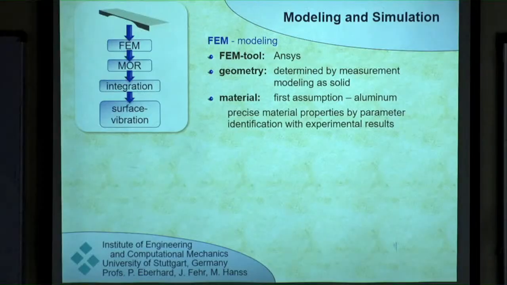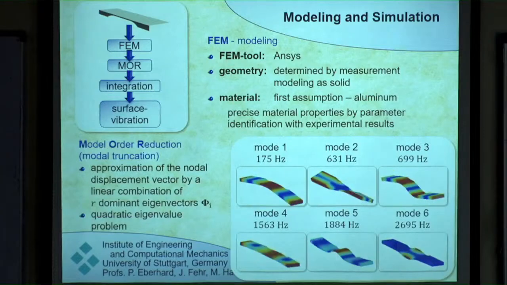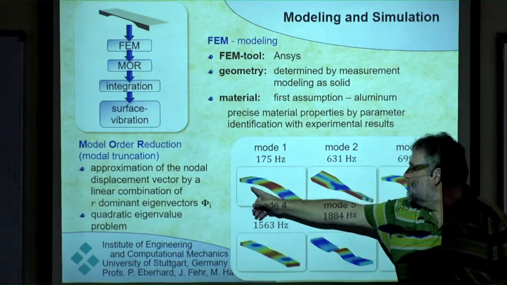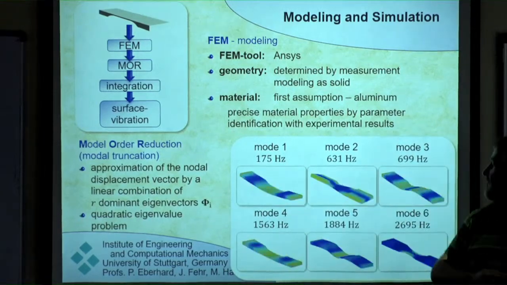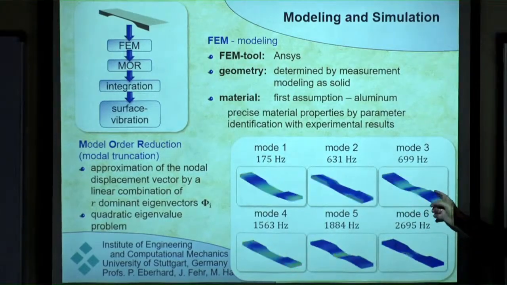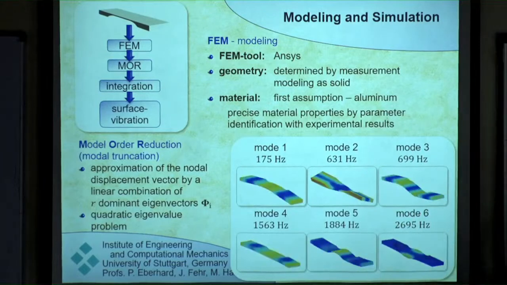If we have surface vibrations, then we know at least what is exciting the sound. We do not yet know what the brain is doing. We do not yet know what the transfer path is between the vibrating surface and the ear. This is not yet known, but this is the first thing we can model and simulate. Okay, so if you do this, then you get, for example, these kinds of eigenforms. This is the first eigenmode, a very nice bending mode. The second eigenform is a torsion mode. Then this is a second bending mode, and so on and so on.